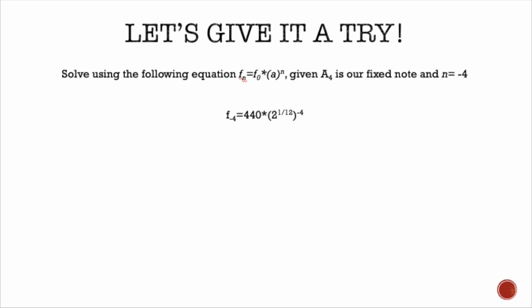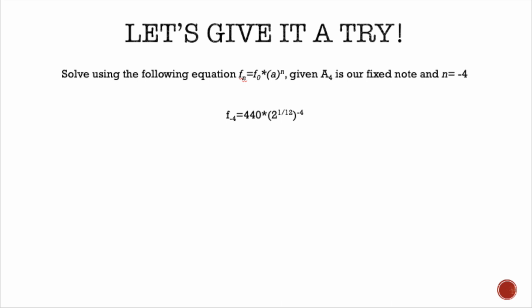Returning to our equation, we're going to substitute in for F0 440 because we know that the given note A4 vibrates at a frequency of 440 Hz. Then we're going to substitute in 2 to the 1/12th power for a because we know this is a constant value, and then the negative 4th value in for n.